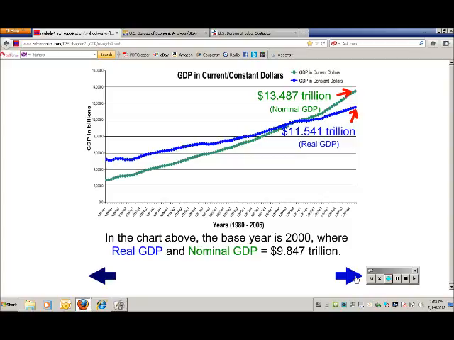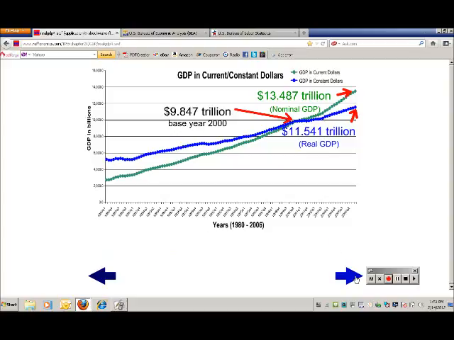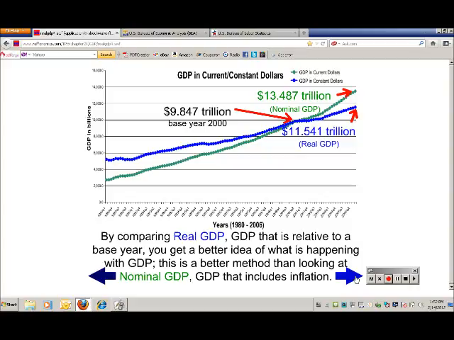You can also look in the base year. 2000 is the base year. Real GDP and nominal GDP was $9.8 trillion. Notice on the graph, by comparing real GDP relative to the base year, you get a better idea of what's happening with GDP. This is a better method than looking at nominal GDP because that includes an inflationary rate, as stated before.